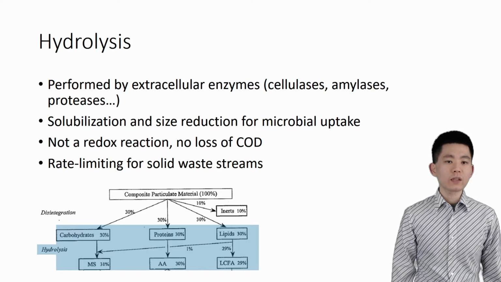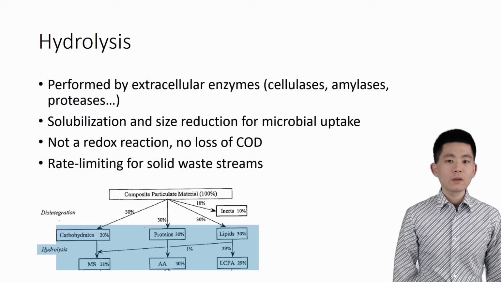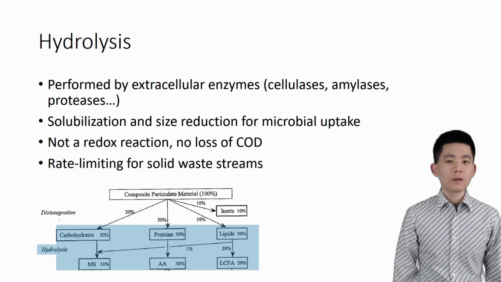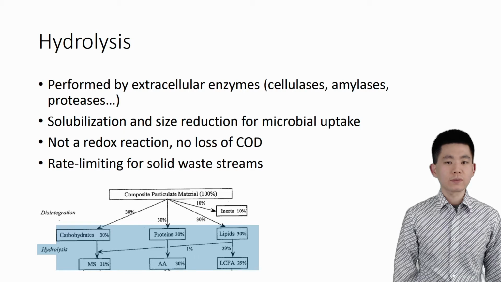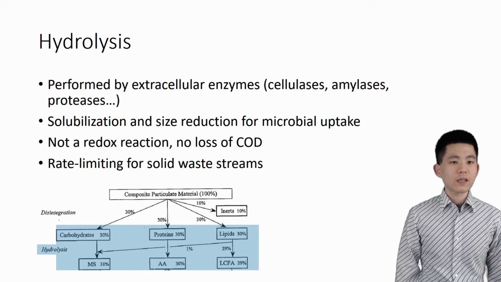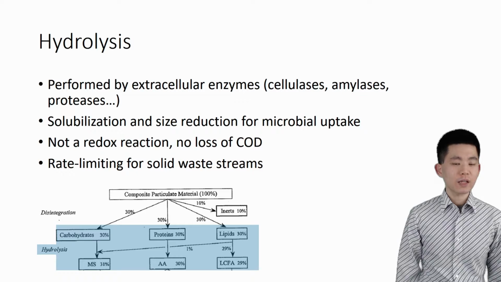Because the particulates like carbohydrates, proteins, and lipids are too large to be taken up directly by microorganisms and utilized as electron donors, they are first hydrolyzed to smaller molecules by extracellular enzymes excreted by hydrolytic bacteria, fermenters, and perhaps methanogens. Hydrolysis is not a redox reaction, so there is no loss of COD during this process. Because of the large size, the specific surface area of the particulates that the extracellular enzymes can bind to is low, making hydrolysis a rate-limiting step for the anaerobic digestion of high solid waste streams.